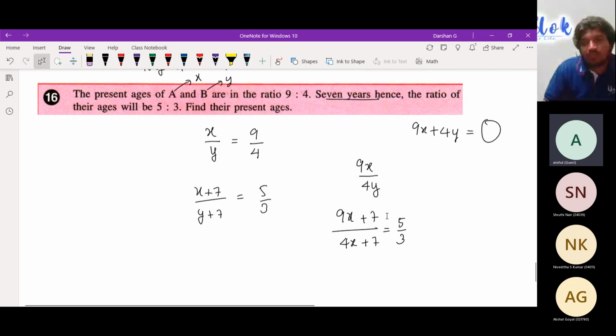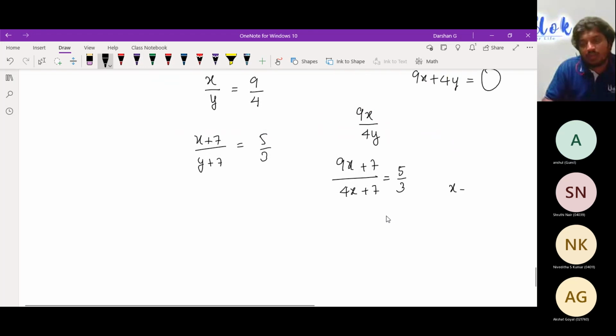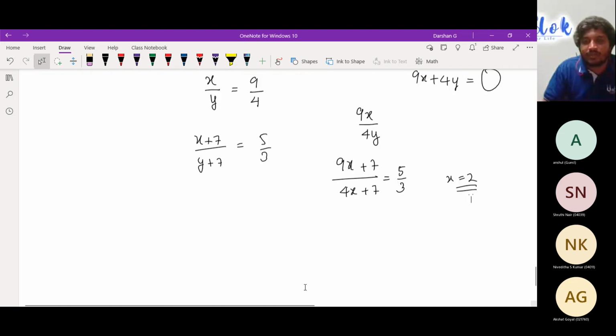Sir, I got x is equal to 2 and the ages are 18 and 8. It's right. The answer is right. You can also do it in that method. But as this is simultaneous equation, I would preferably solve it with simultaneous equations.